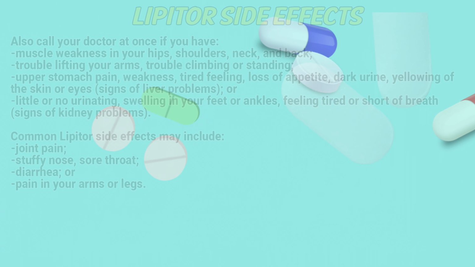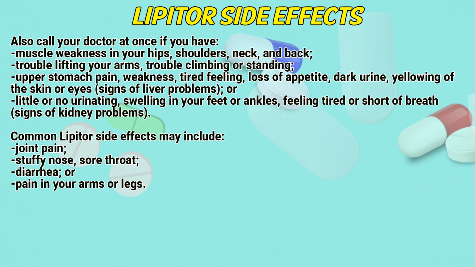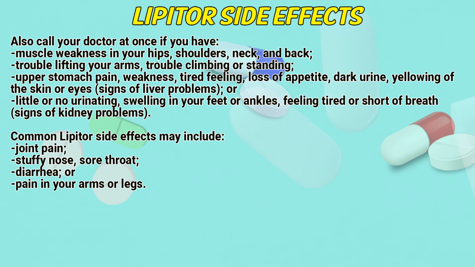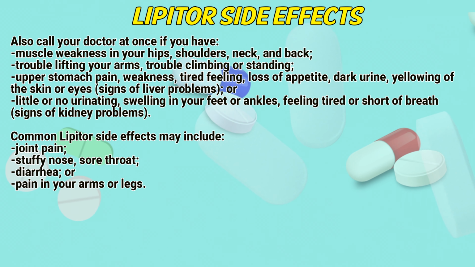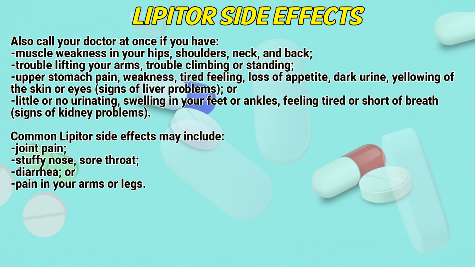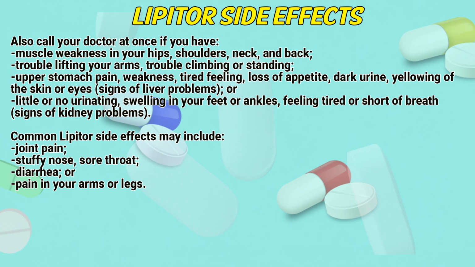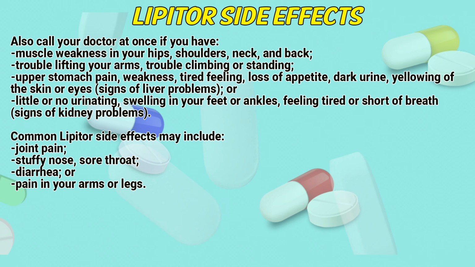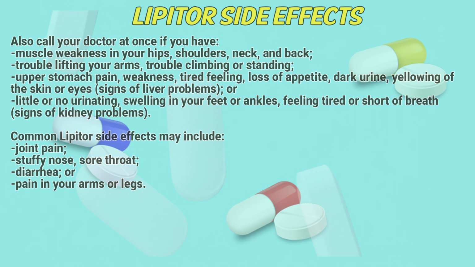Also call a doctor at once if you have muscle weakness in your hips, shoulders, neck, and back, trouble lifting your arms, trouble climbing or standing, upper stomach pain, weakness, tight feeling, loss of appetite, dark urine, yellowing of the skin or eyes, signs of liver problems, or little or no urination, swelling in your feet or ankles, feeling tired or short of breath, signs of kidney problems. Common side effects may include joint pain, stuffy nose, sore throat, diarrhea, or pain in your arms or legs.